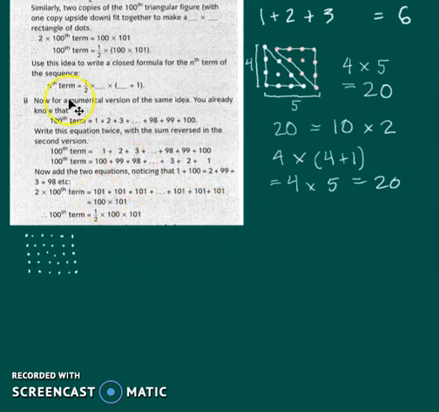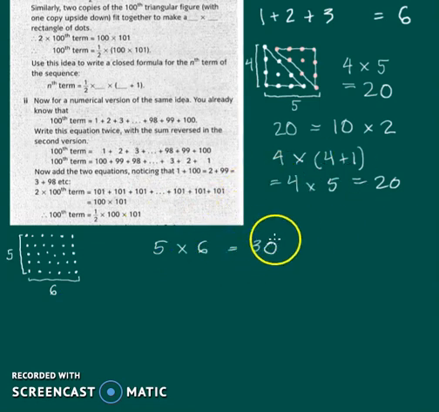And then we're going to count the sides. Well, we know that the triangle has 5 dots on one side, and we know that on the other side we have 6 because we added that other triangle. And 5 times 6 is equal to 30. And we know that we only need half of that amount of dots to find out how many dots one triangle has. So 30 divided by 2 is equal to 15.